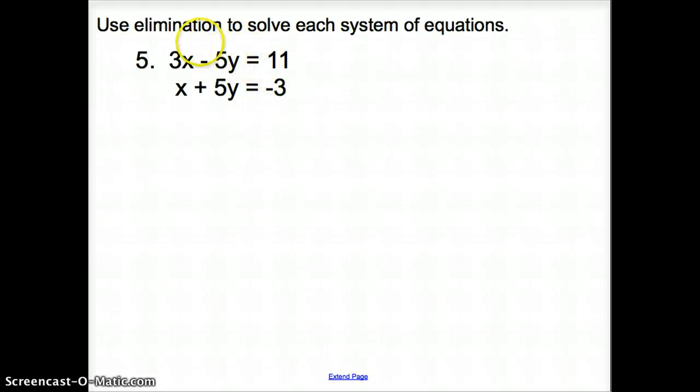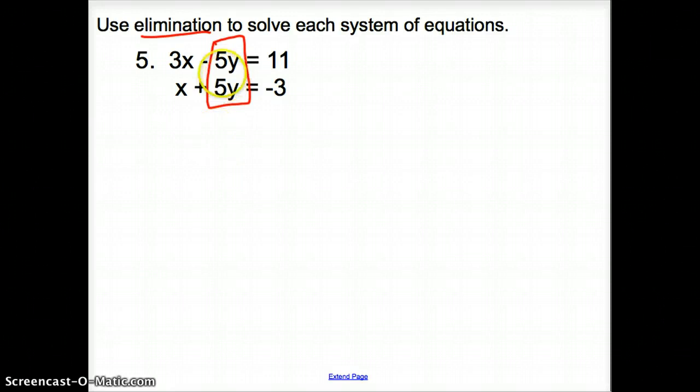The first thing we have to do when using elimination is to find the variables that have the same amount, or the same coefficient, the number in front. So we look at our y's. We see that we have 5y for the top equation and 5y for the bottom equation. Awesome.